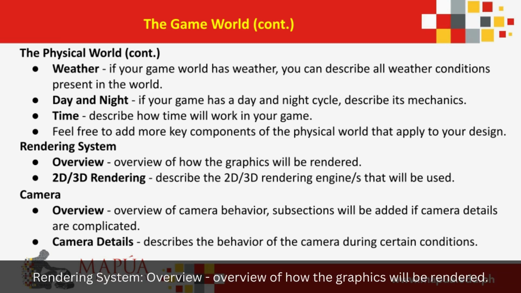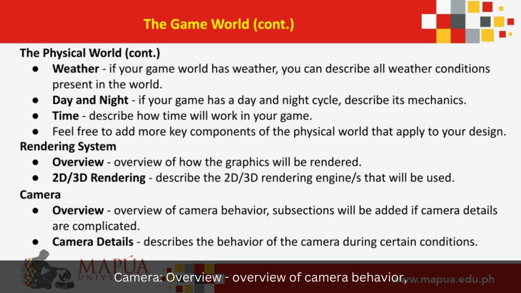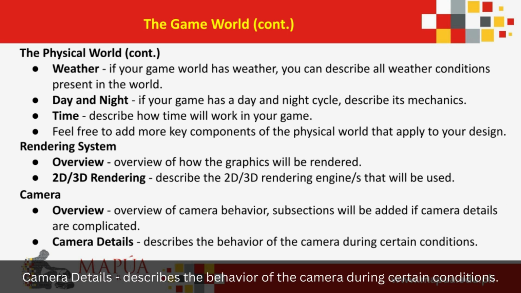Rendering system. Overview. Overview of how the graphics will be rendered. 2D or 3D rendering. Describe the 2D or 3D rendering engines that will be used. Camera. Overview. Overview of camera behavior. Subsections will be added if camera details are complicated. Camera details. Describes the behavior of the camera during certain conditions.